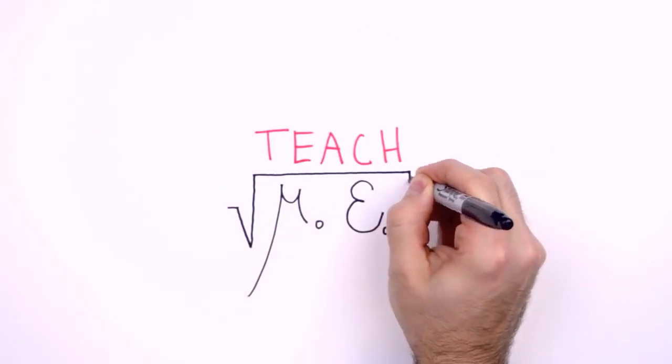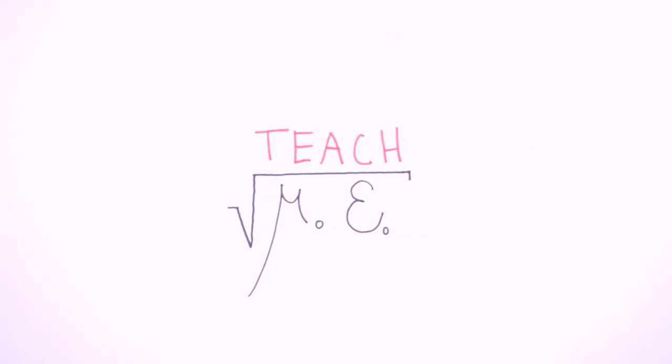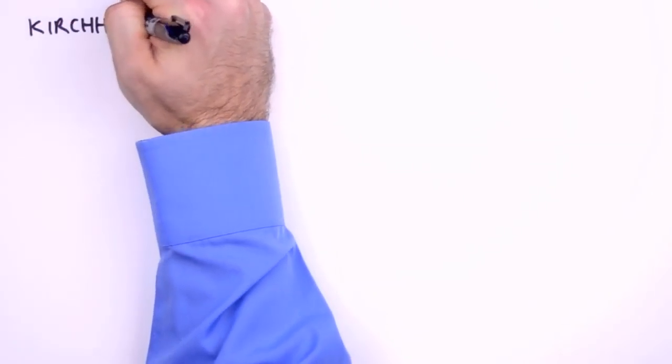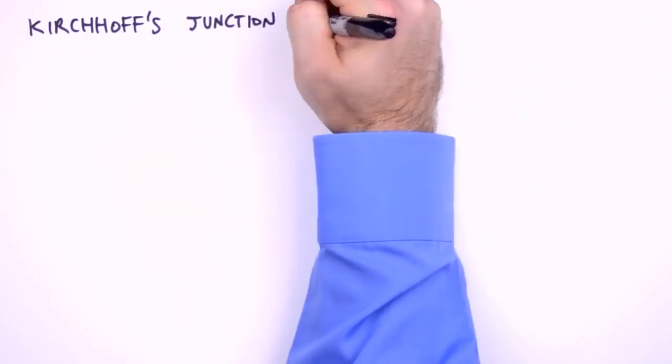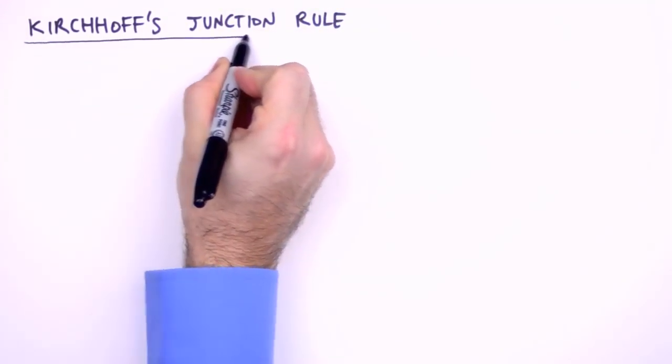In this episode of the Teach Me series, we'll learn the basics of Kirchhoff's rules and see how they're applied to circuits. Kirchhoff's rules, sometimes referred to as Kirchhoff's circuit laws, are a pair of rules used typically to analyze DC circuits. The first rule that we'll examine is Kirchhoff's Junction Rule.